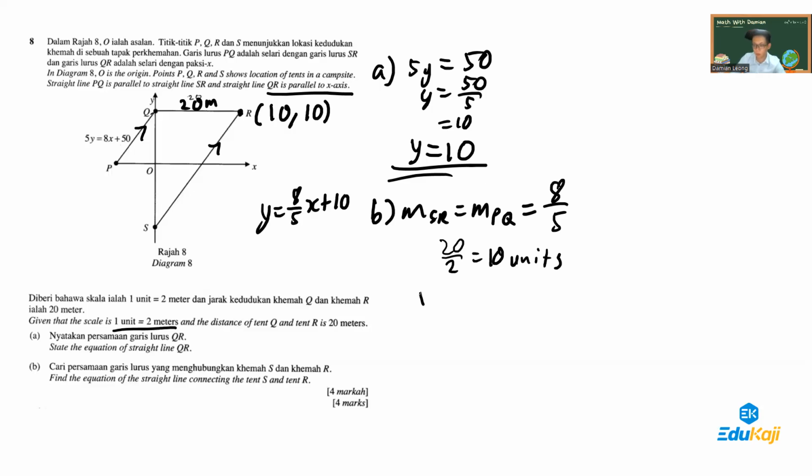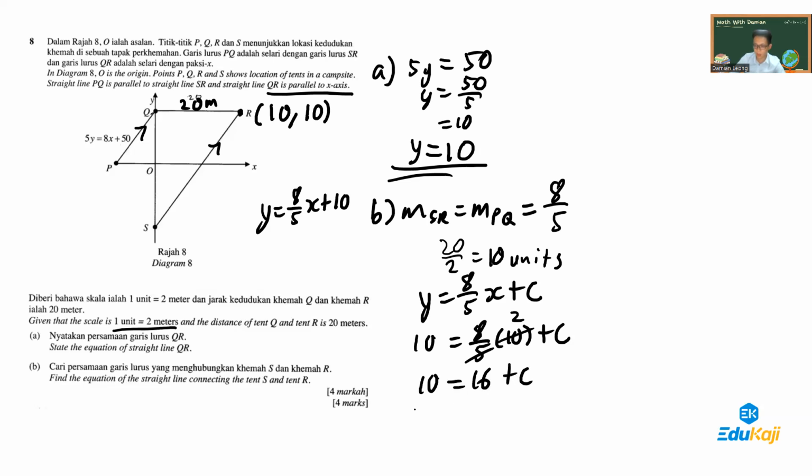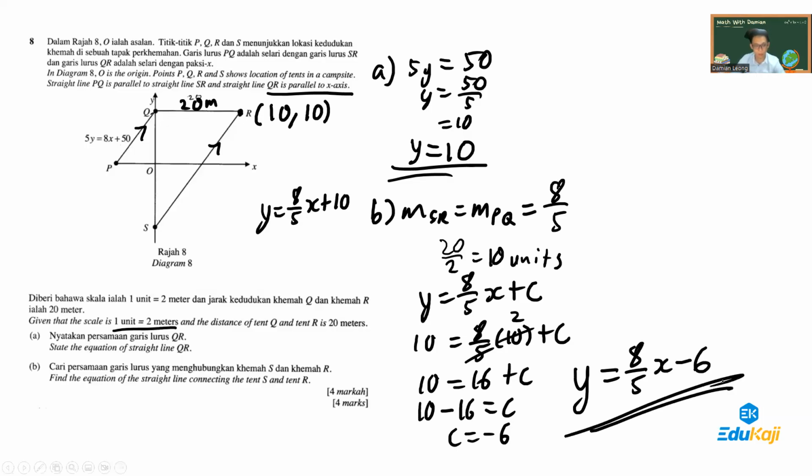So y equals mx plus c, 8 over 5x plus c. I want to find the c. So sub in the point R because that's on the line as R. So 10 equals 8 over 5 times 10 plus c. Cut here 2 times 8, 16. Bring over the 16 plus opposite minus. C is negative 6. So it means the equation y equals 8 over 5x minus 6. Yeah, that's question 8.